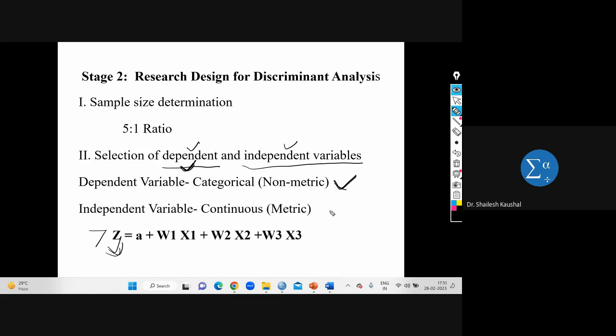And independent variables, all independent variables should be continuous or metric. Continuous means we should prepare our question either interval scale or ratio scale. We should prepare our questions in a metric form or continuous data. Then we can apply the discriminant analysis and we can classify our objects into two mutually exclusive categories.